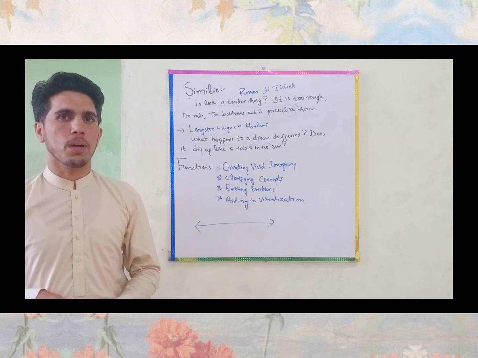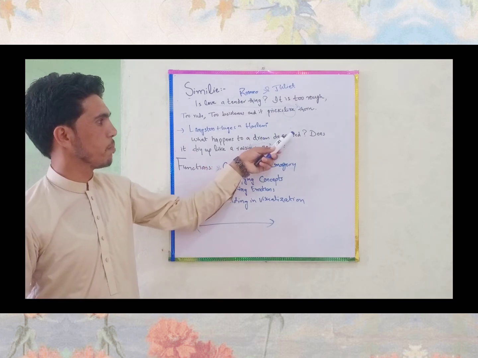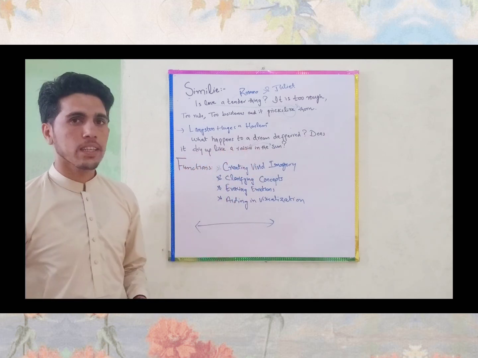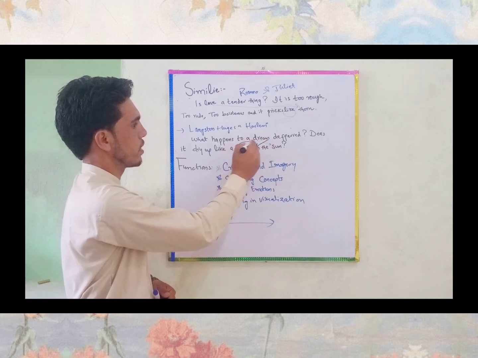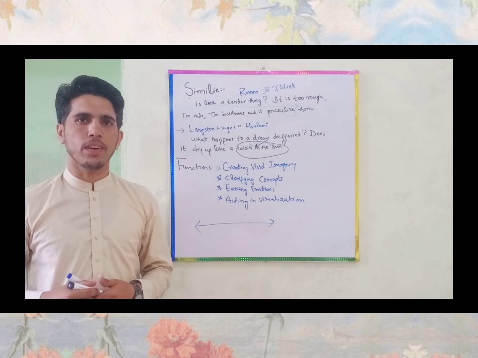Another example is from a Langston Hughes poem, Harlem. What happens to a dream deferred? Does it dry up like a raisin in the sun? Here, a dream deferred is being compared with a raisin in the sun. So it is being done with the help of a simile.